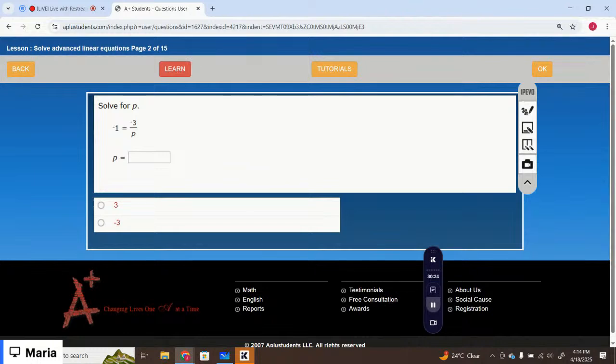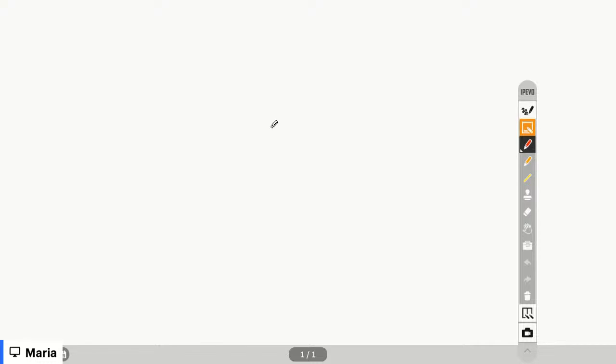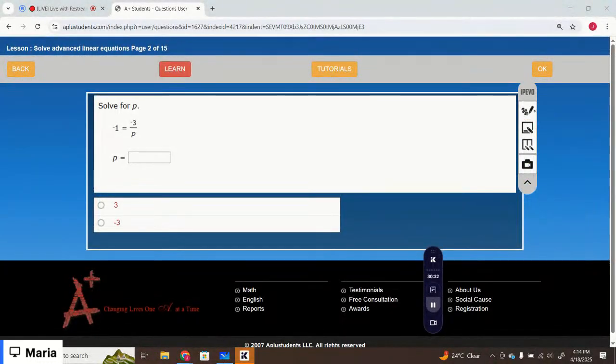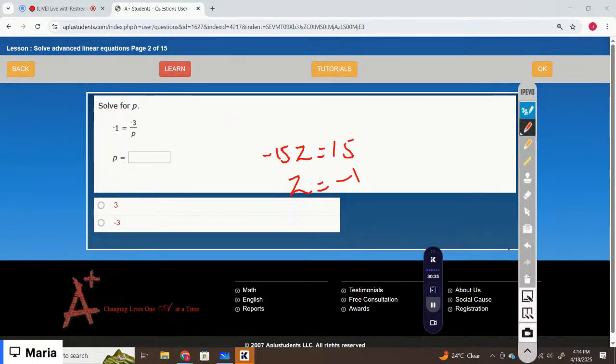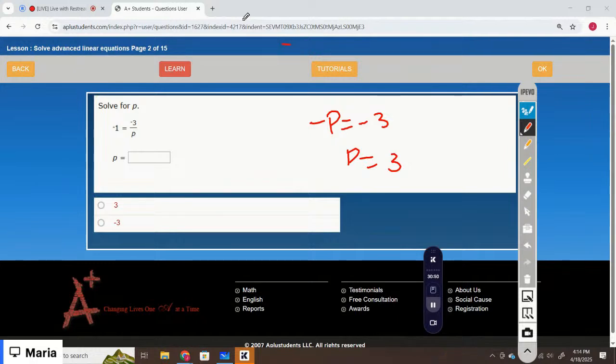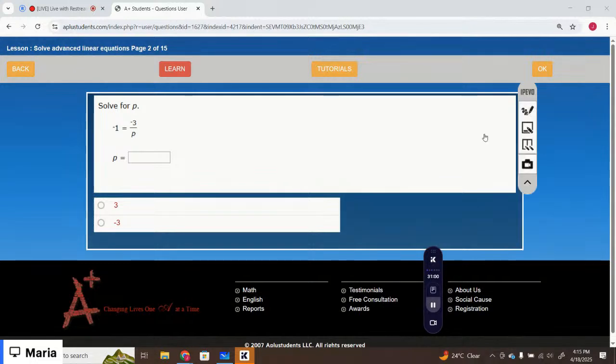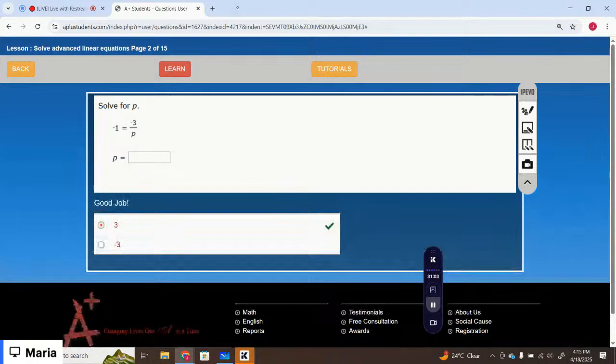Solve for p. So that is multiply both sides by negative 1, so that is negative p equals negative 3. So both the negative signs cancel out each other, so we are left with p equals 3. Option number one is the correct option, that is p equals 3.